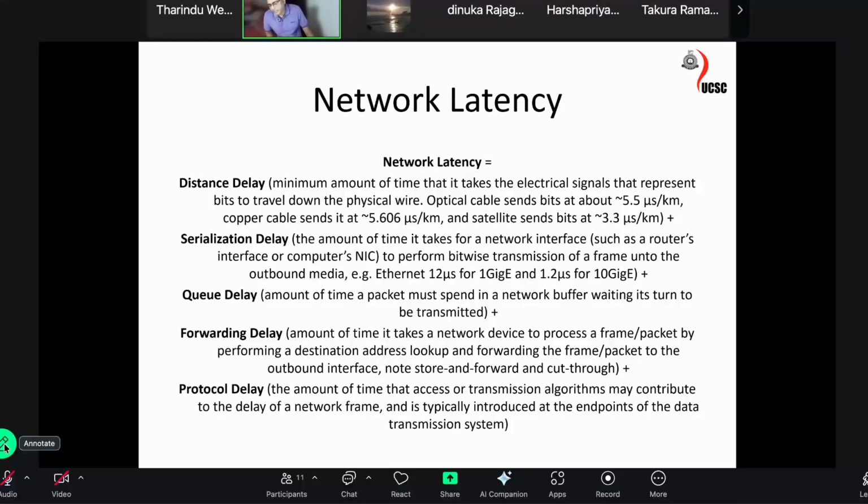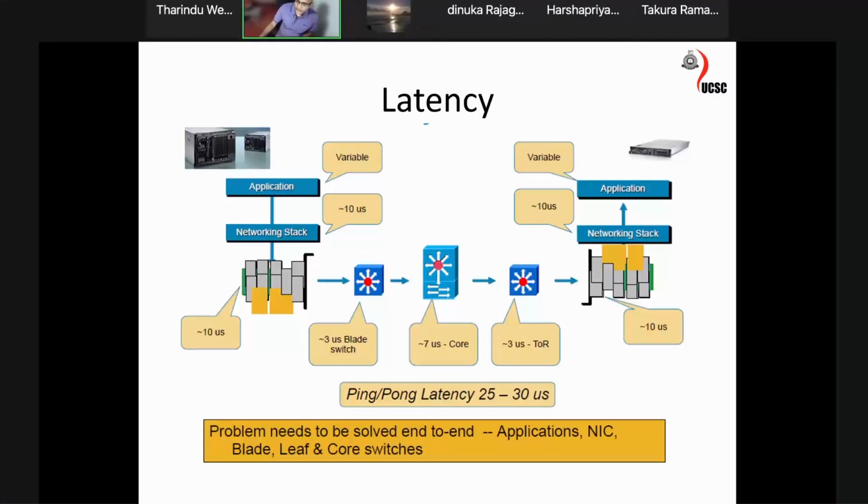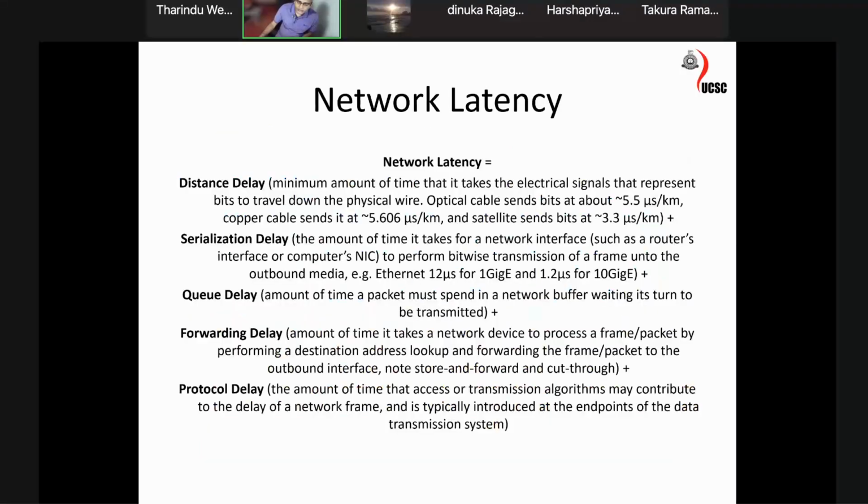The forwarding delay is the amount of time it takes a network device to forward traffic. In the previous exam, these network devices were taking a few microseconds. The first one, the blade switch, taking 3 microseconds, the core switch taking 7 microseconds. Even though the data plane and control plane take time to forward the traffic, that's usually called forwarding delay.